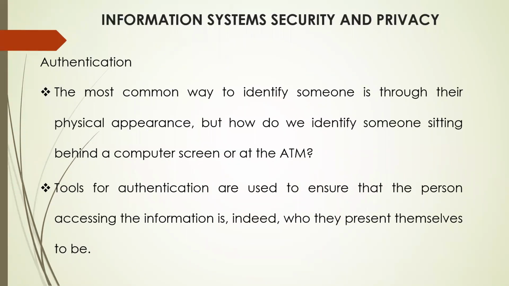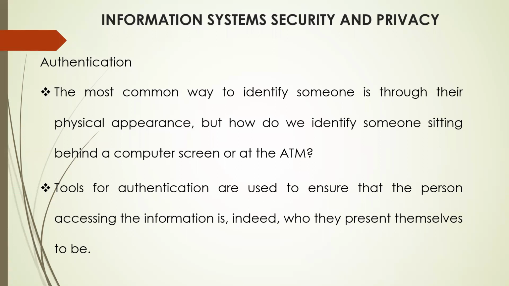Number one is authentication. So the most common way to identify someone is through their physical appearance, but how do we identify someone sitting behind a computer screen or at the ATM? So tools for authentication are used to ensure that the person accessing the information is indeed who they represent themselves to be. Authentication can be accomplished by identifying someone through one or more of three factors: something they know, something they have, or something they are.